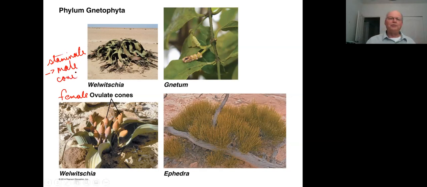And that's consistent across the board for gymnosperms. Ovulate refers to the fact that that's where the ovules are located. Staminate refers to the fact that the pollen producing feature within the male cones is the stamen. It's also the name that's given to the pollen producing structure within a flower. So that's where the term staminate comes from, the fact that it produces the pollen.